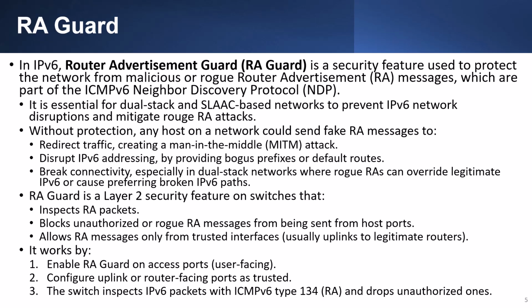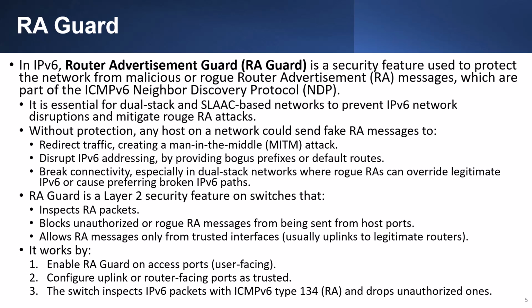In IP version 6, Router Advertisement Guard, or RA Guard, is a security feature used to protect the network from malicious or rogue router advertisement messages, which are part of the ICMP version 6 neighbor discovery protocol. It's essential for dual-stack and SLAAC-based networks to prevent IP version 6 network disruptions and mitigate rogue RA attacks.